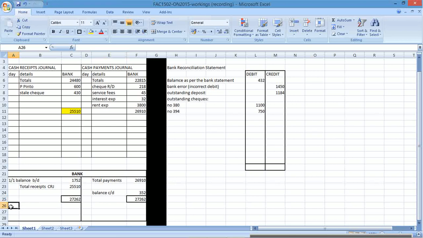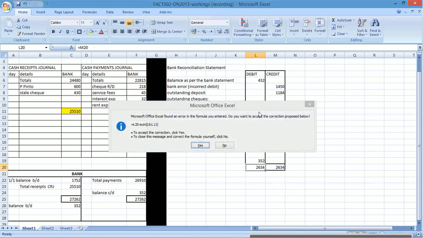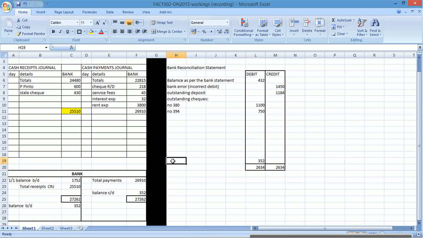Then obviously balance brought down equals that figure there. And then this should balance if it's done correctly. Sum of this side looks bigger. So that side, and then this amount minus the sum of all of those figures gives you 352. Yes. So balance as per the bank general ledger account. And you want to see this balance with that.